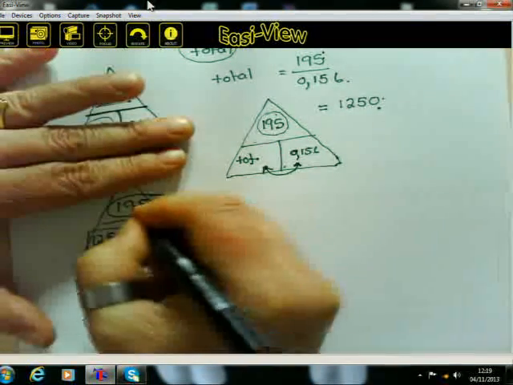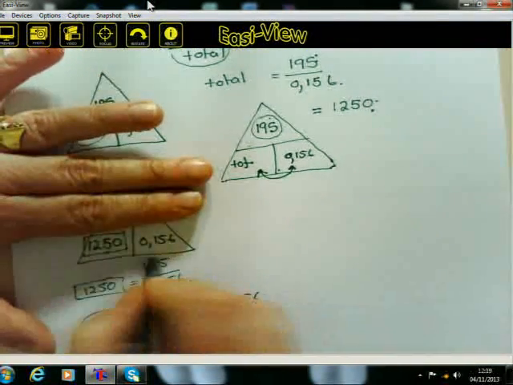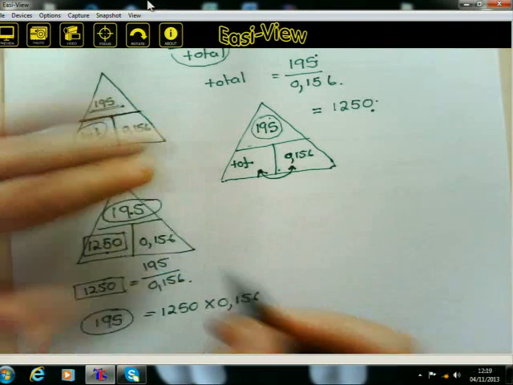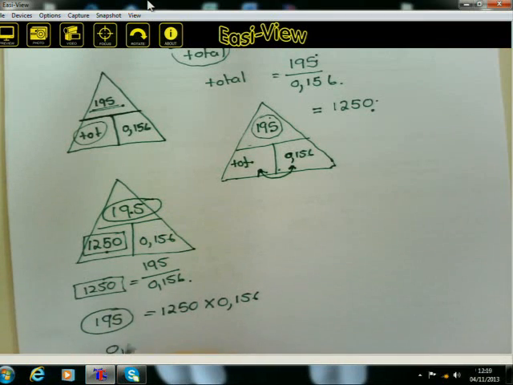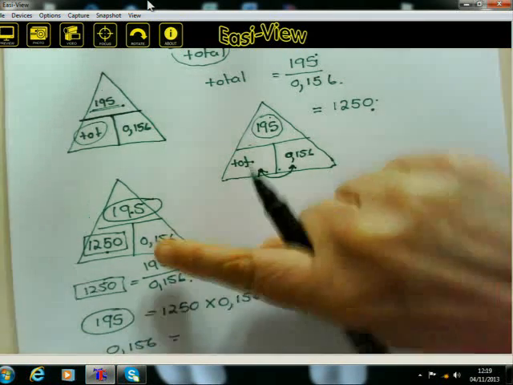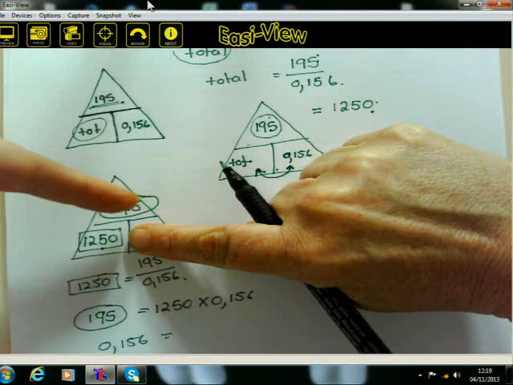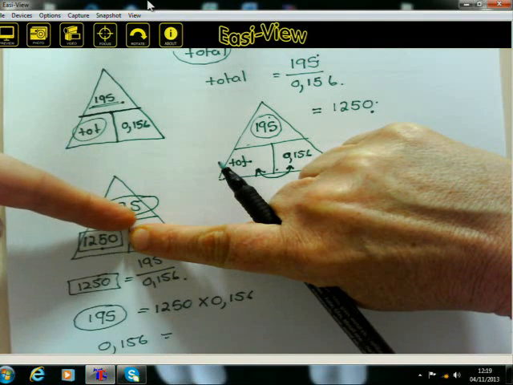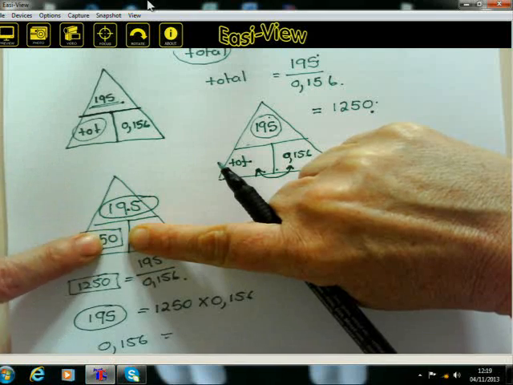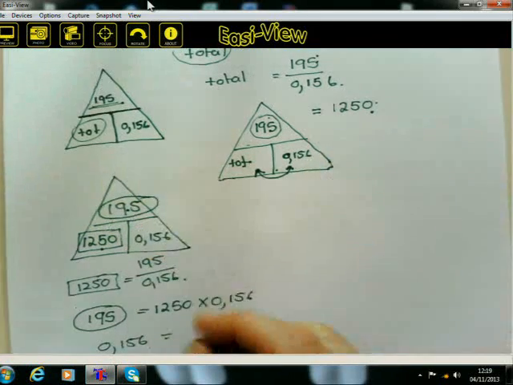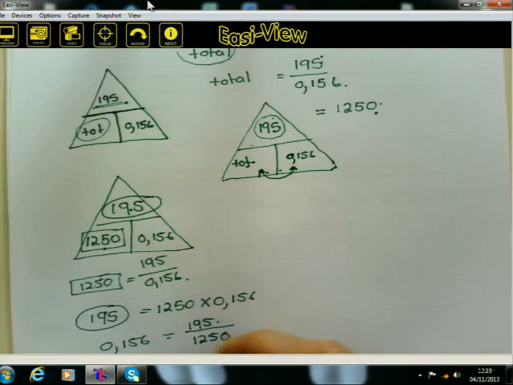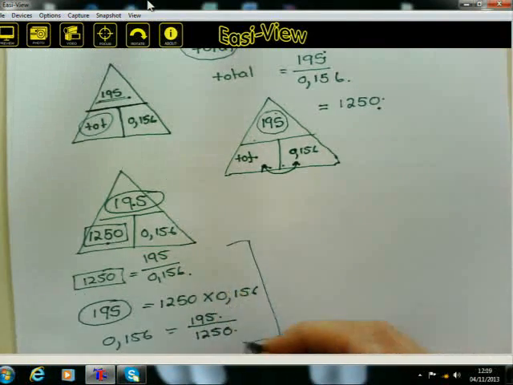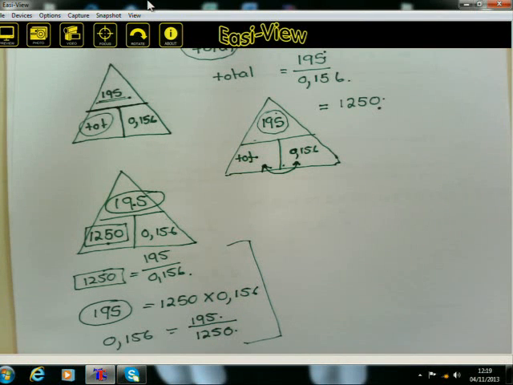Okay? So if you want the number here, you simply multiply the two numbers at the bottom. If you want this value here, 0,156, if I cover there, you will see what I need to do is take the top value and divide it by the bottom one here. 195 divided by 1250. And I want you to go and check this and make sure that it's giving you the same value every time.